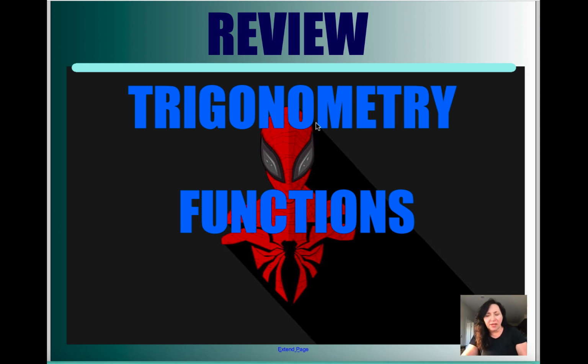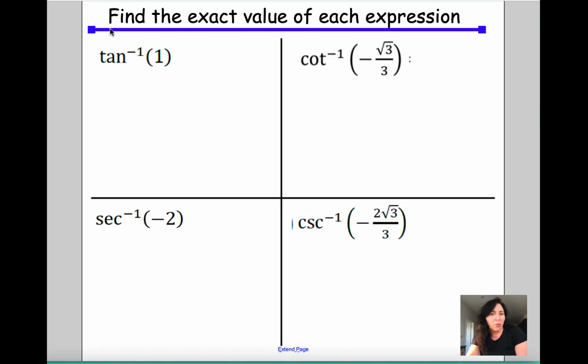Hi everyone, this is a review for trigonometry functions and actually the chapter 7 test that we took. So let's get started since we have so much to cover. So we're going to start off with finding the exact values of each of the functions.